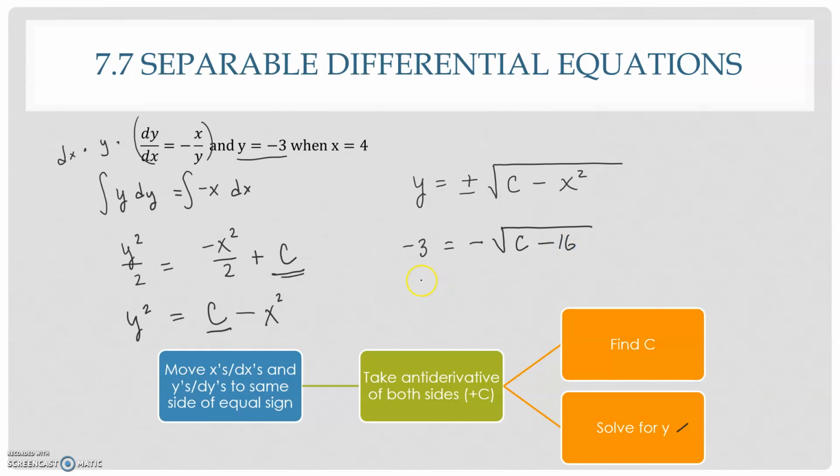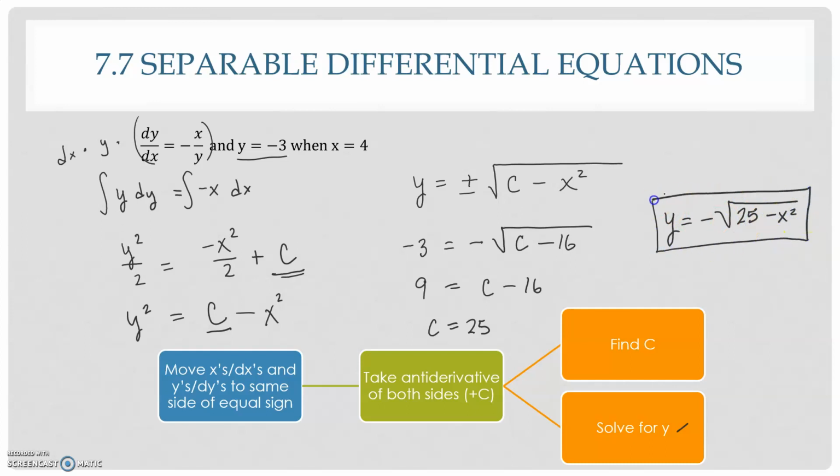I'm going to square both sides. So I get 9 is equal to c minus 16. And then I'm going to add 16. So c is equal to 25. Which again, that's not my solution. My solution is y is equal to negative square root of 25 minus x squared. And the reason we're only using the negative version again is because we would like our answer to be a function. And if it's plus or minus, it wouldn't pass the vertical line test.